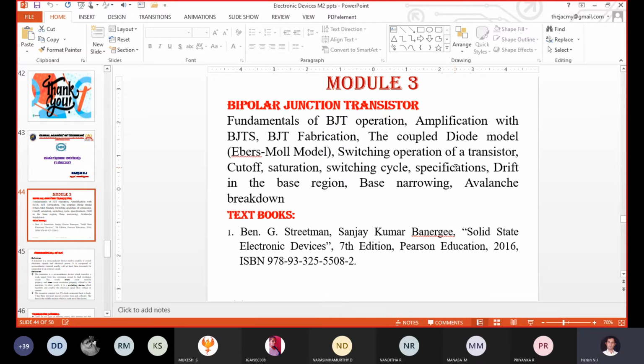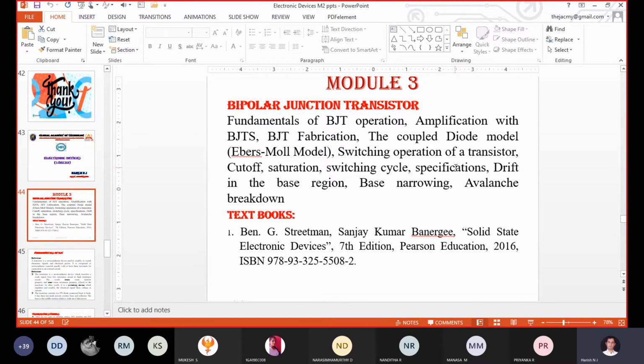Back-to-back connection of two PN junction diodes will give the same function as the NPN transistor as well as the PNP transistor. How we can connect them, I will show you in the coming classes. Correct. So this is called the coupled diode model.